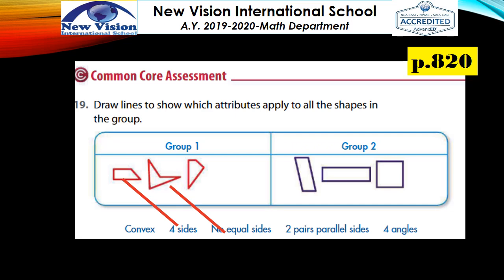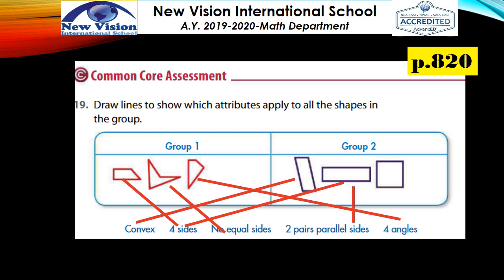The third shape in group 1 has 4 angles. Very good. Next, in group 2, the first shape is convex, so the points are outward. Next we have the second shape. It has 4 sides and it has 2 pairs of parallel sides. The last shape has 4 angles.